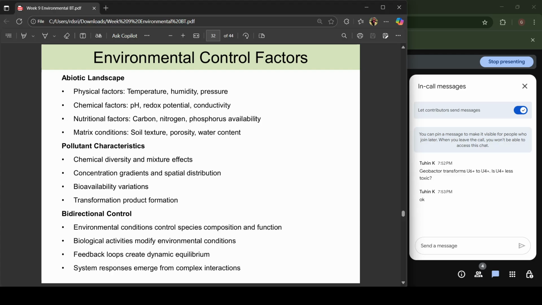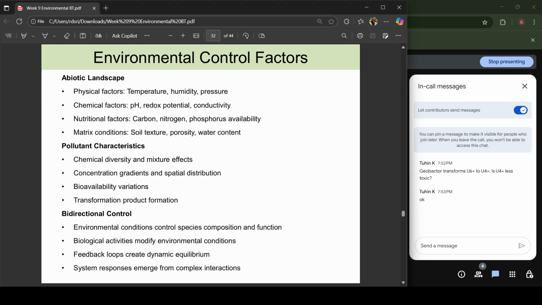And then the concentration gradient and spatial distribution within the contaminated site. In some places the contamination can be of a higher magnitude, whereas in others it can be low. So such pollutant characteristics we should be aware of. Bioavailability variation, like I told, when we have some metals and all, some metals can be easily bioavailable, some cannot be bioavailable. So this trade-off for biological means of remediation is very important, and we should have knowledge about transformation product formation to ensure that we are not degrading the pollutant into a more toxic component.